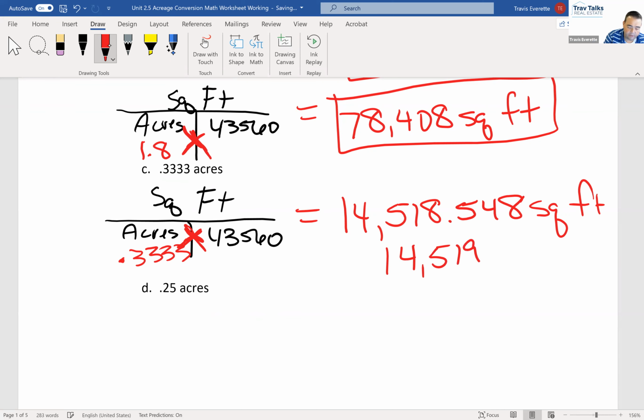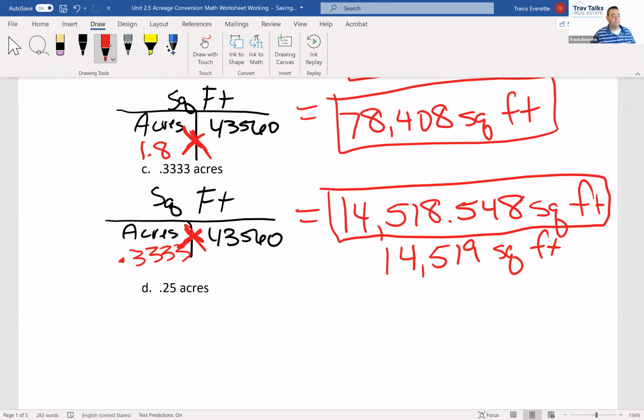Now, if you rounded it and ended up with something like 14,519 square feet, you're fine. I don't round, generally speaking. What I usually do is go three or four numbers past the decimal, because that's really accurate at that point. But if you're a rounder, that's fine. On the test, it's not going to make any difference. It's not like they're going to give you, I'm sorry, not 519, 549. That's my fault.